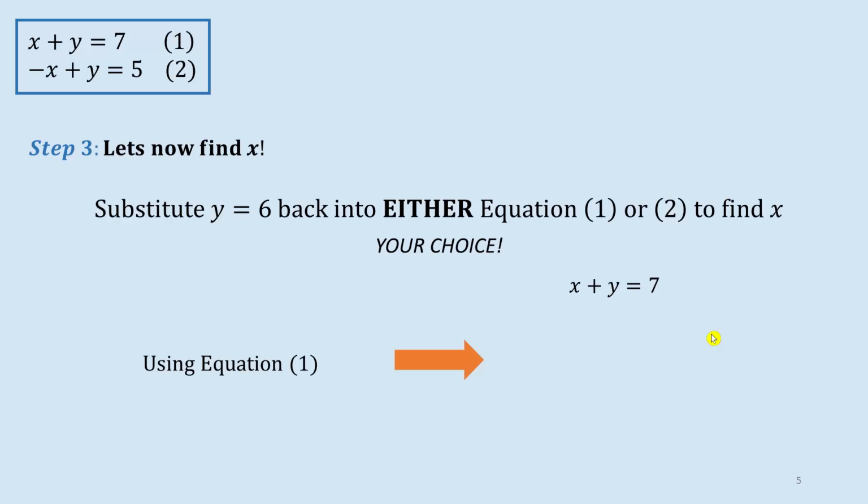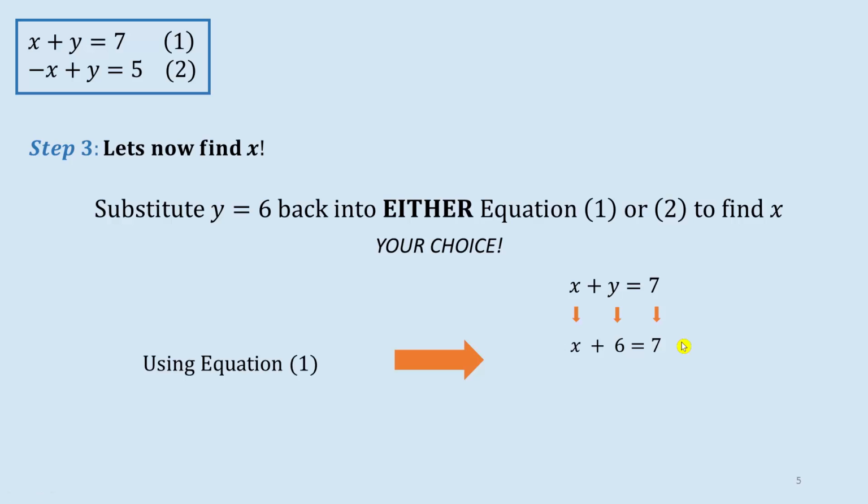So what's equation 1? x plus y equals 7. Where that y is, I'm going to put a 6 because we know y equals 6. So we have our x here, just bring the x down, plus 6 equals 7. So now let's solve for x.